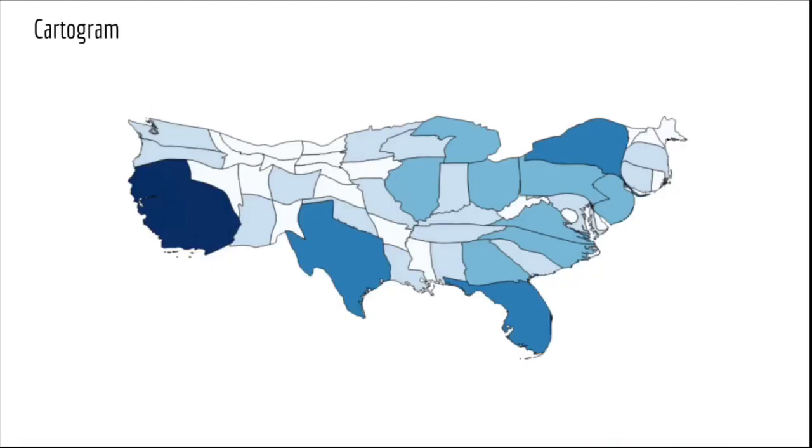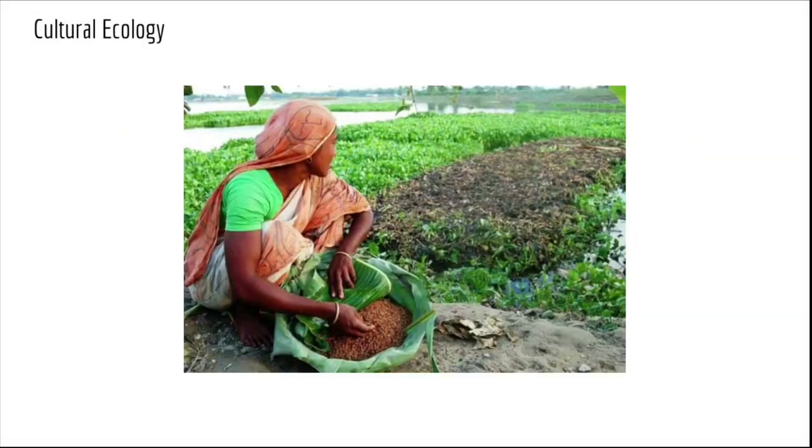Next, we've got the cartogram, and it is basically a map on which statistical information is shown in diagrammatic form. This is a cartogram of the United States with all the states smushed to different sizes to represent something. So next, we have cultural ecology.